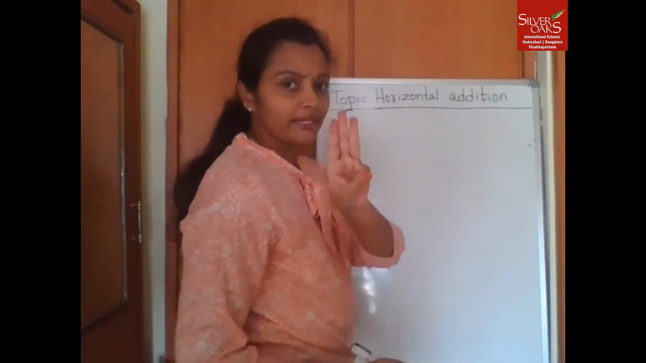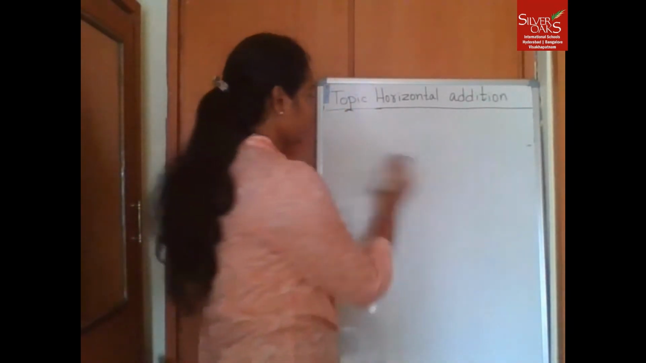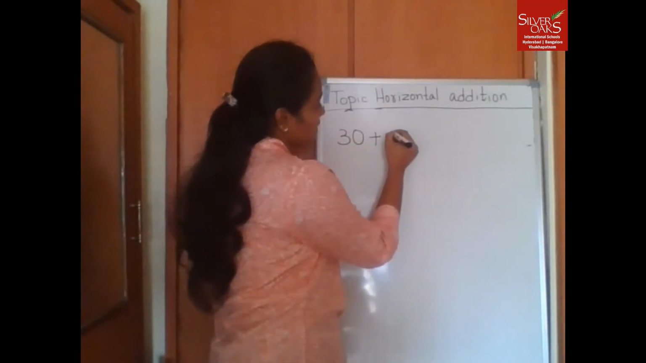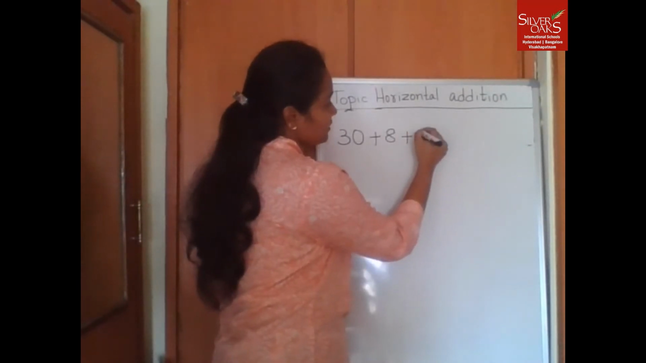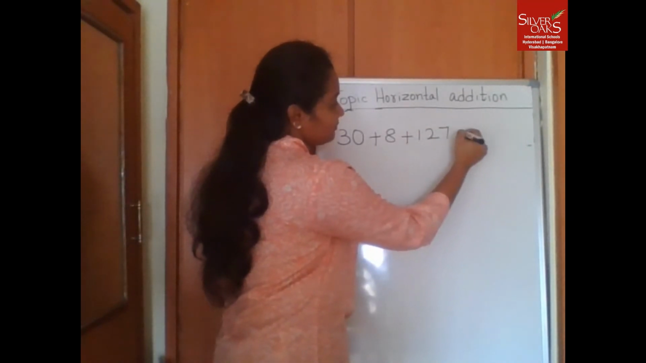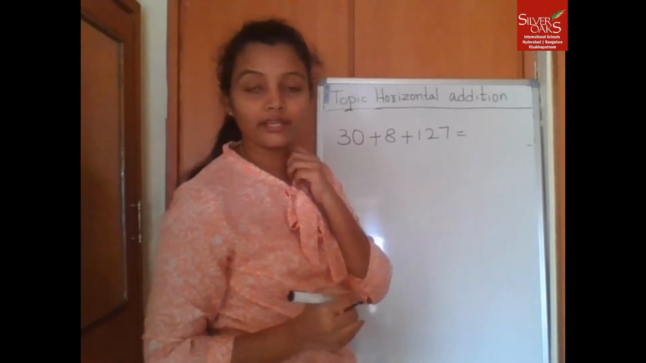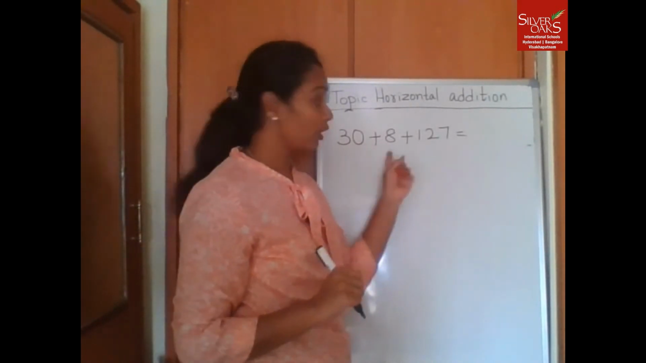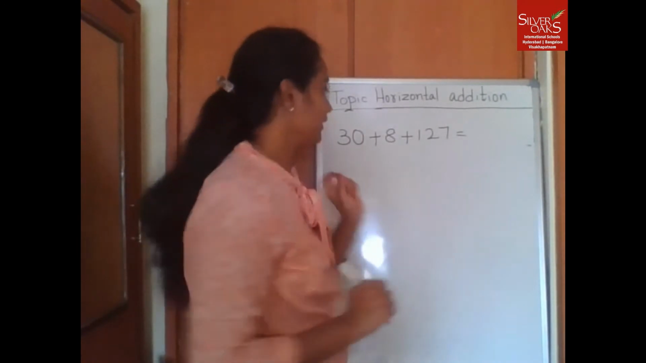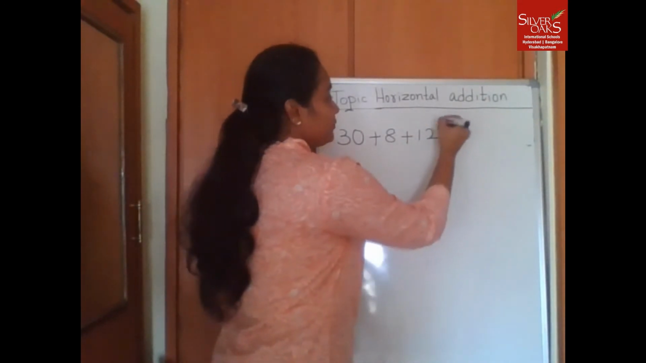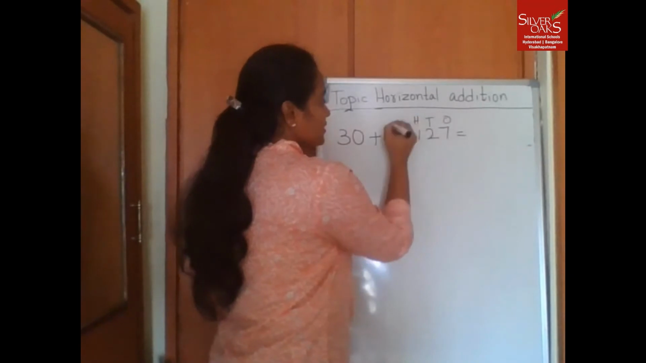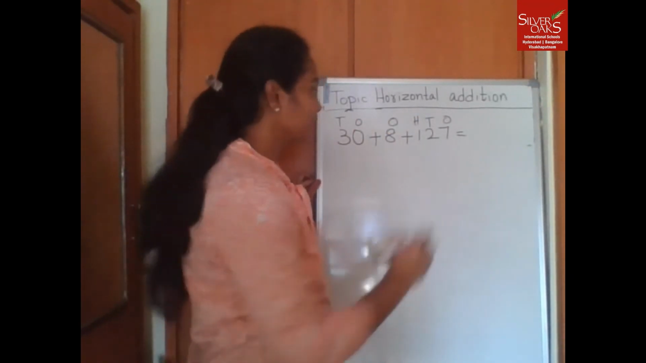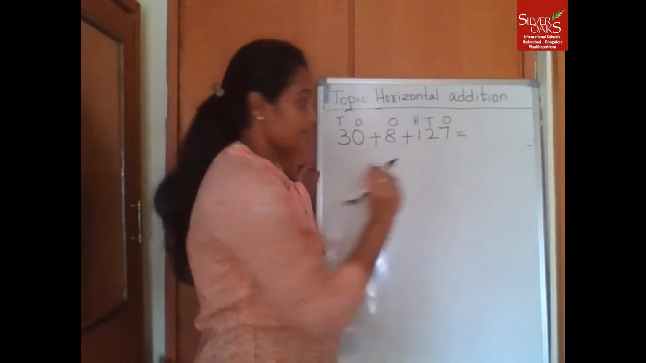Can I take 3 addends? I'll take 3 addends, okay? 30 plus 8 plus 127. So how many addends have I taken now? 3 addends. 1, 2 and 3. These are called addends, right? So again, write the places: ones, tens, hundreds. Ones and tens, right? Now add ones place.